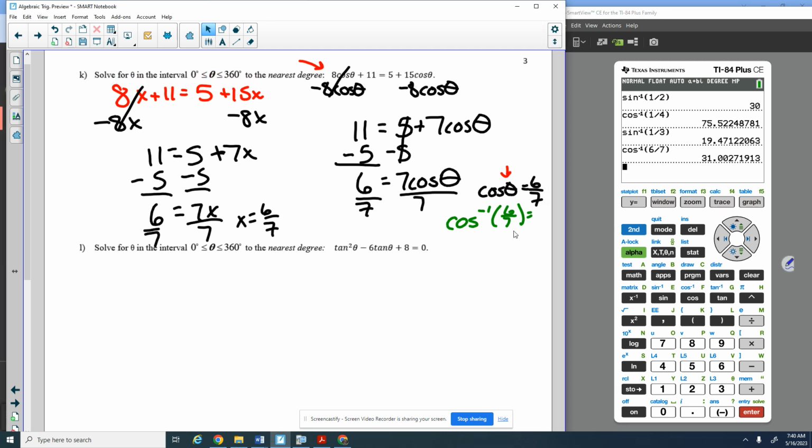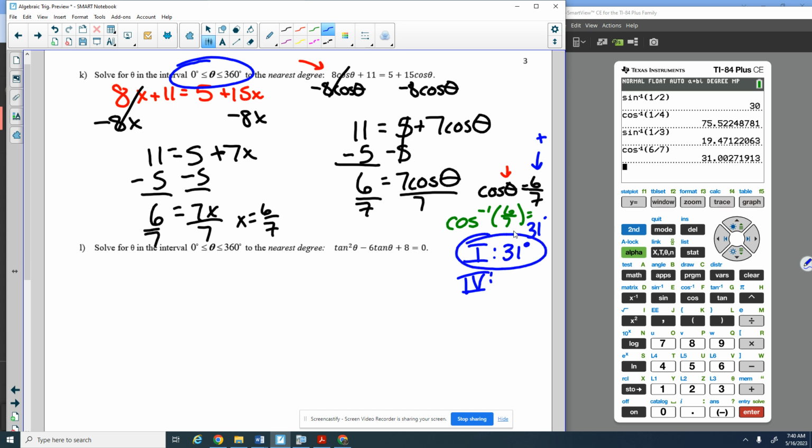And then we also, in the midst of all of this, can't forget about the fact that we have two answers. Cosine is positive, so we're going to be in quadrants 1 and 4 in ASTC. So 31 is in quadrant 1. 360 minus 31, which is 329, is in quadrant 4. So that's called a linear trigonometric equation.